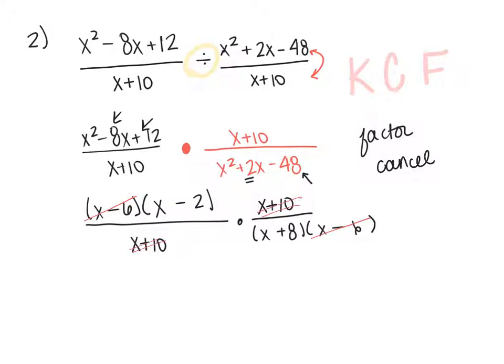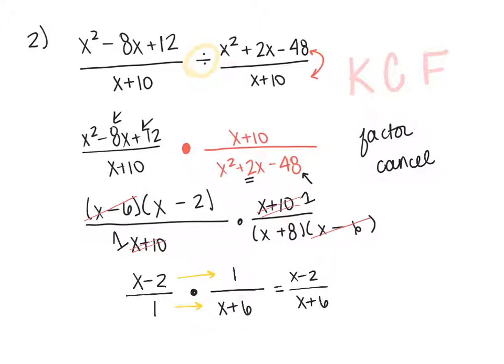So I am left with x minus 2 over 1, because that denominator went away, and 1 over x plus 6. Anytime a numerator or a denominator cancels completely, you are left with a 1 in its place. I don't see anything else that will cancel. I multiply across the top, and I get x minus 2, and I multiply across the bottom, and I get x plus 6. So my final answer is x minus 2 over x plus 6.